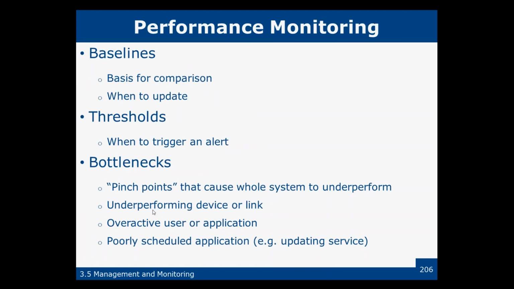Start out with baselines. A baseline is what we want to establish so that we know what normal is. It is a basis for comparison in the future, because we'll put a network in and it's going to work really well because we've done a good job of baselining it to start with. But over time, the system grows and grows and grows. And one of the things that the baseline can tell us is when it's time to update.